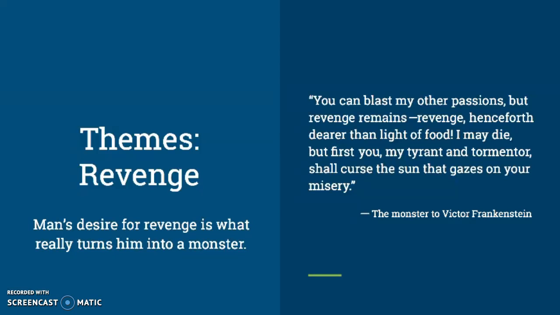It wasn't until the monster started to want to destroy Victor's life that he really started acting as a monster. Before that, Victor just kind of viewed him as a monster because he was kind of gross looking. But up until that point, he hadn't done anything to really be considered a monster. It was only once he tried to get revenge and made that his life's goal on Victor that he turned into what we consider a monster. And also Victor, in the same sense, eventually decided he wanted to get revenge on the monster, and in a sense turned into a monster himself.